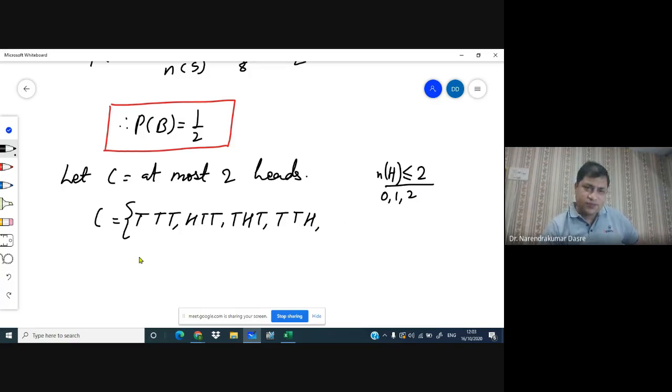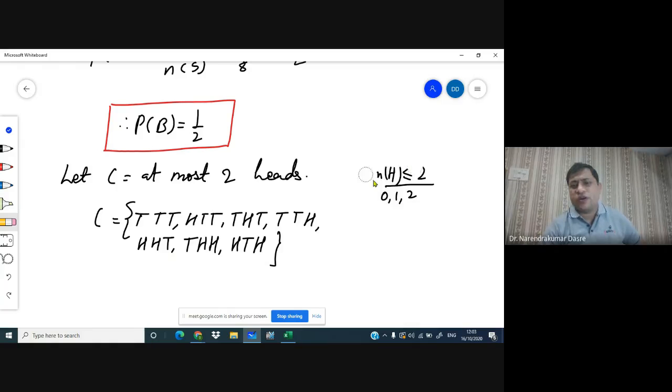And then what next we have? Two heads. Okay, so two heads. That means head, head, tail. Then we'll be having tail, head, head. Then we'll be having head, tail, head. Okay, so these are the observations we have. So we got the sample points in the event C.